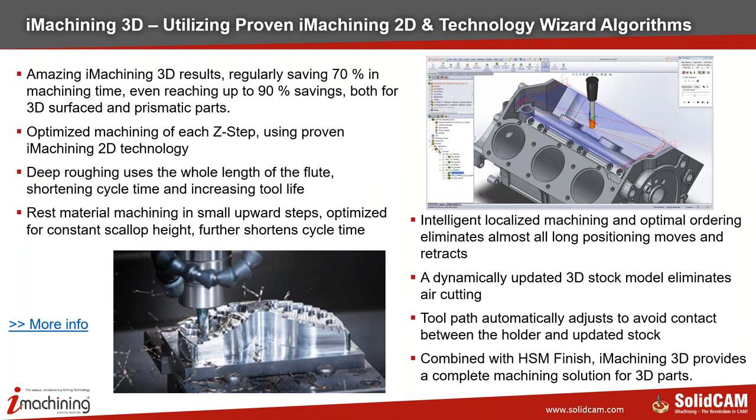The stock is dynamically updated, so it knows precisely where and how much material is remaining. The parameters for cutting are automatically decided by iMachining based on the machine, material, the tool, and the geometry. These four items, once we define, SolidCAM calculates everything else for us, including the strategy. And combined with HSM and the new generation finishing strategies, you can call it a complete package for machining 3D parts like dies and molds.